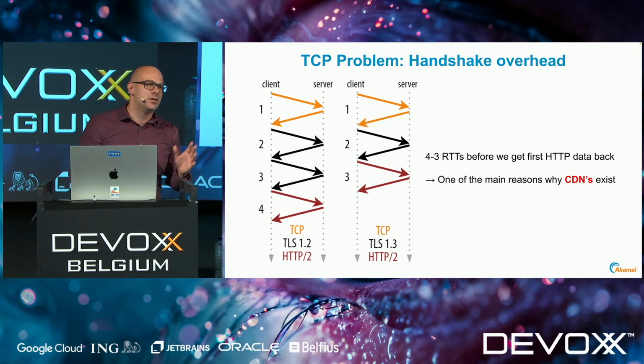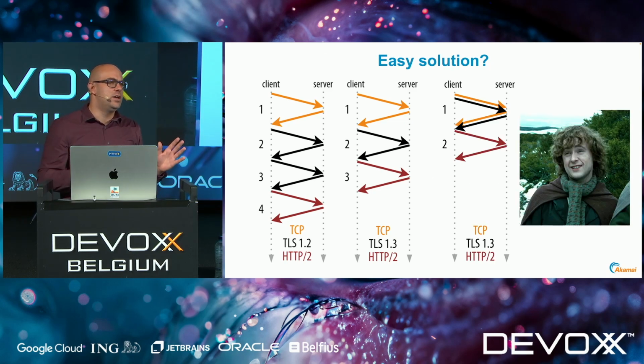Now you might think, Robin, that's easy. Okay, I can solve that. I can imagine how to do that. We can just combine the TCP and the TLS handshakes in the same round trip, and then we save a full round trip.